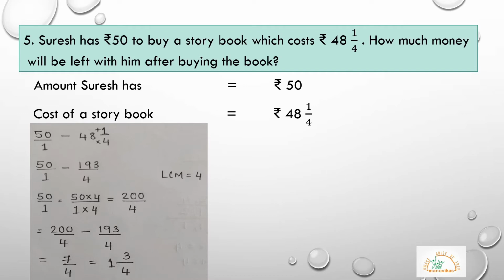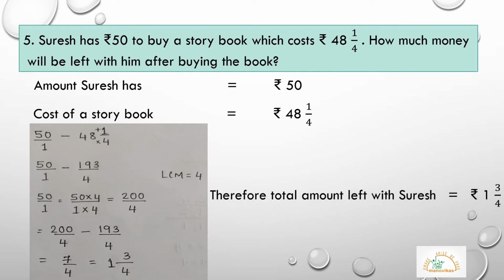So the LCM here is 4. Convert 50 upon 1, so you get 200 upon 4. Write 200 upon 4 minus 193 upon 4. You get 7 upon 4, and converting it into a mixed number, you get 1 whole 3/4. Therefore, total amount left with Suresh is equal to rupees 1 3/4.